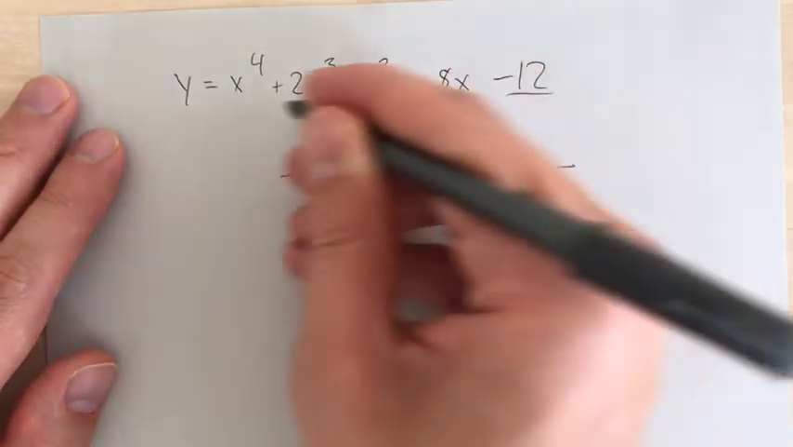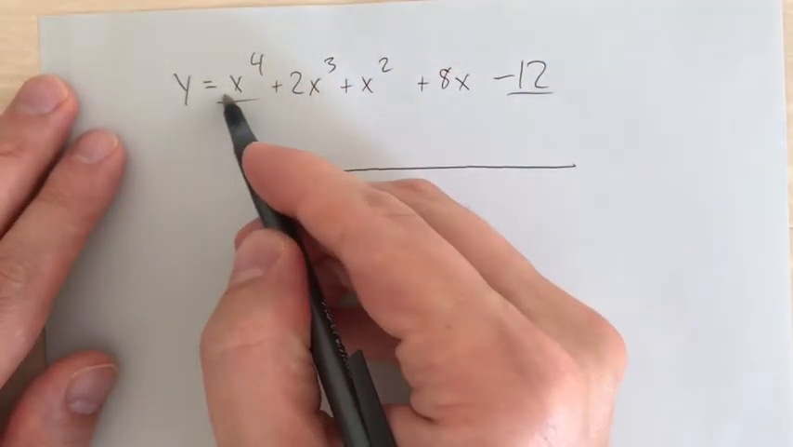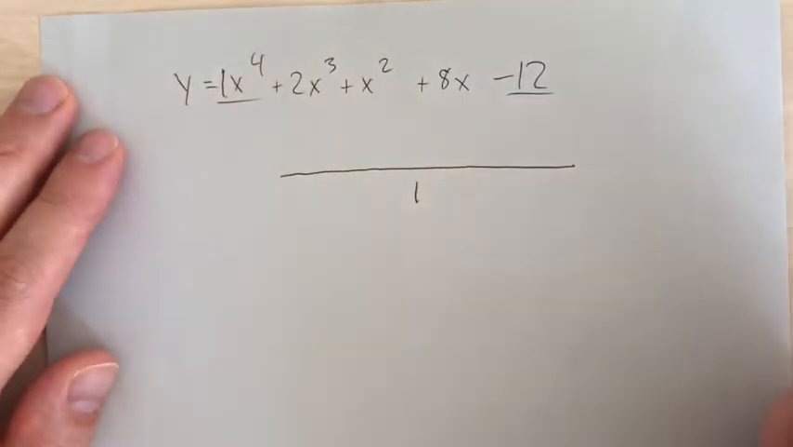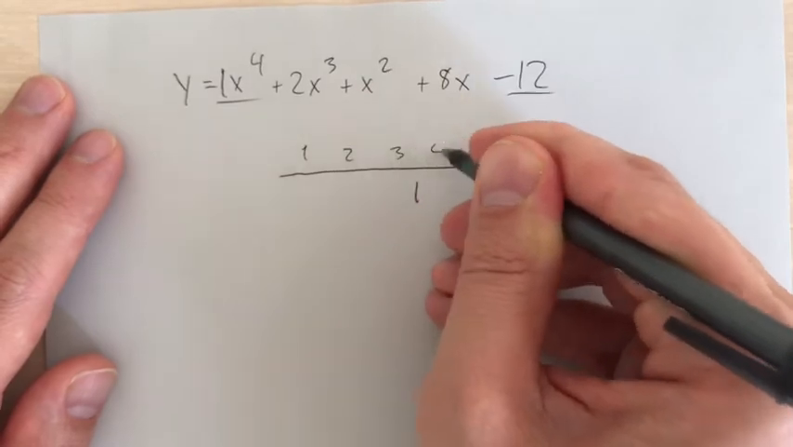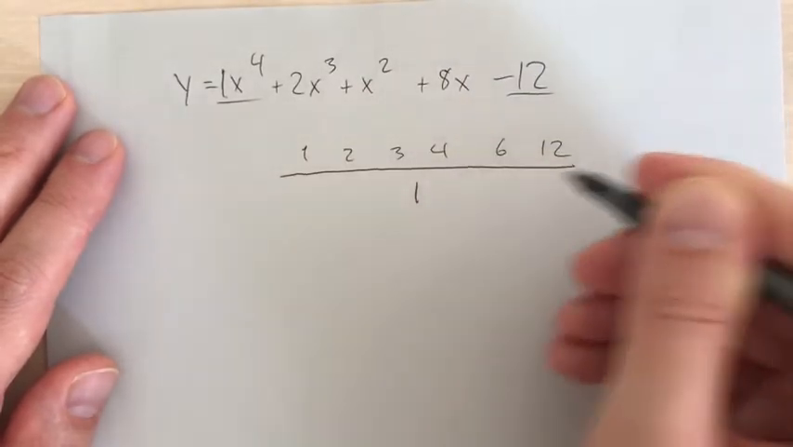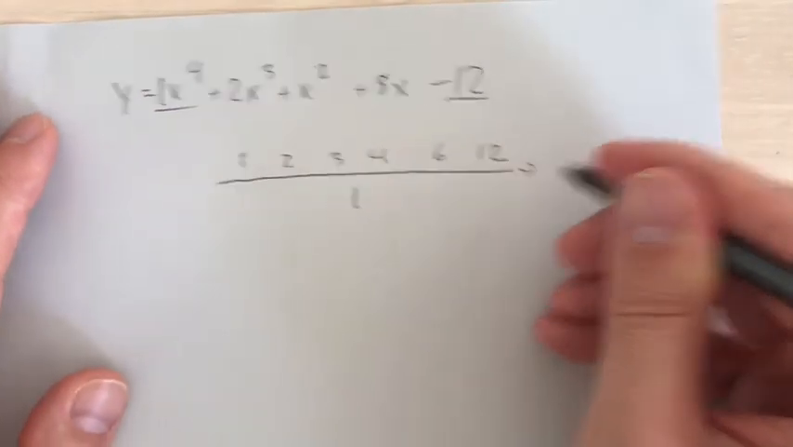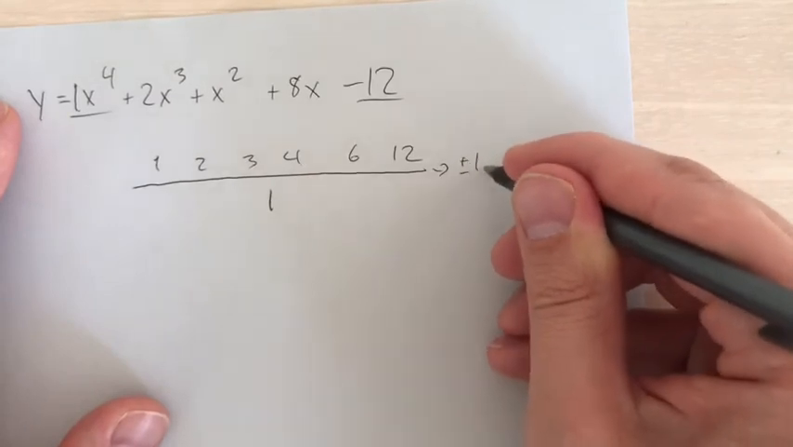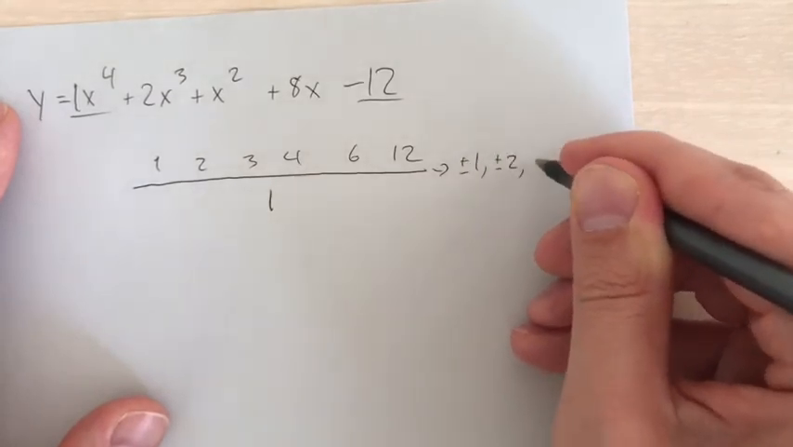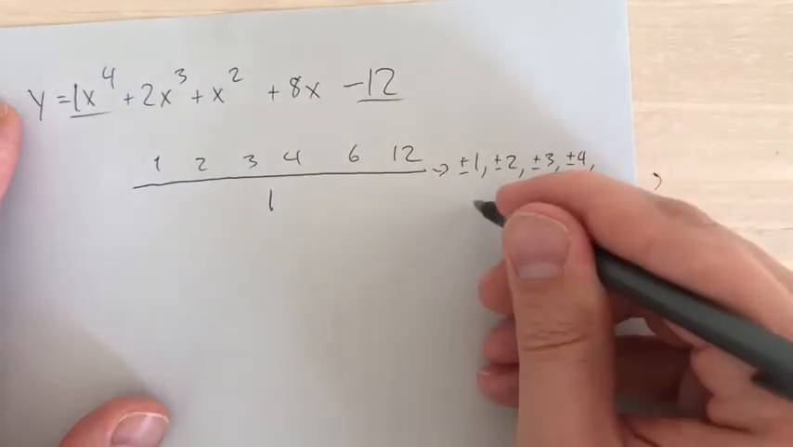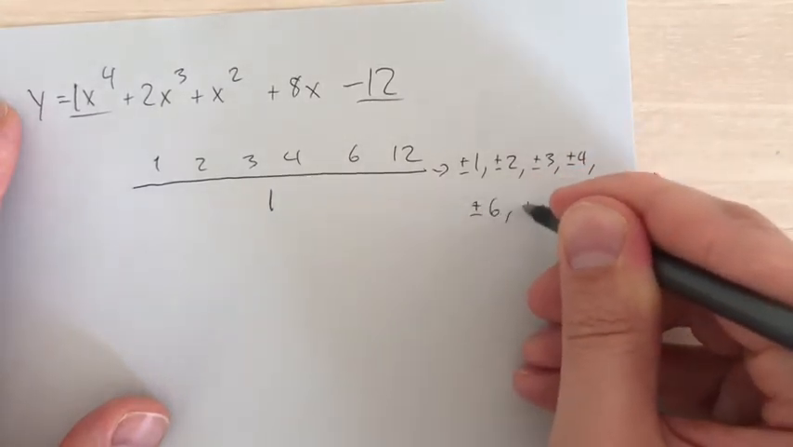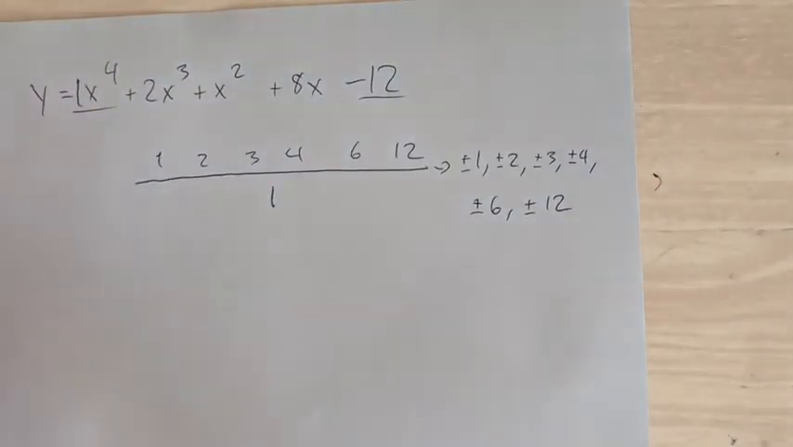Again, taking this and this. Think of that as 1, so the only factor of 1 is 1. And then writing down the factors of 12, we get 1, 2, 3, 4, 6, and 12. Dividing all those by 1 gives us our possible x-intercepts: plus or minus 1, plus or minus 2, and so on. This is very similar to the last problem we just did. So let me put those down. Those are the possible x-intercepts.